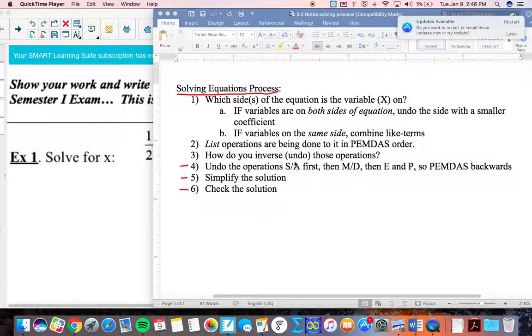Make sure that we undo subtraction and addition first. Remember, they are inverses, so they undo each other. Then, lastly, we'll undo multiplication and division, and they undo each other. So in other words, when we start undoing, we undo the order of operations backwards. So we start on the bottom and undo upwards.